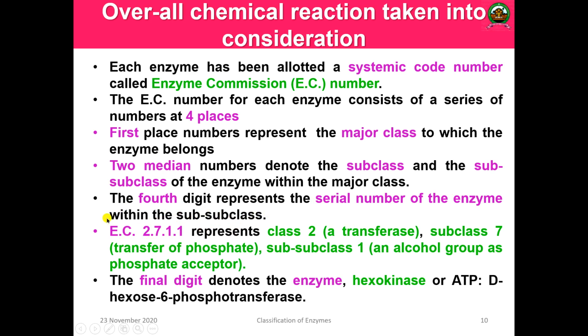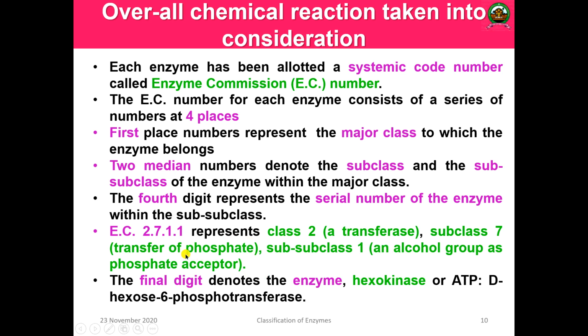Say for example, an enzyme EC 2.7.1.1. Okay, so what is the meaning of this? EC is the enzyme commission number, 2.7.1.1. So that represents class 2, which is the transferases. I told you the first number indicates the major class, that is major class 2, the transferases, because there are 6 classes. In that, the second one is transferases. Under this transferase there is a subclass 7. Those enzymes which transfer a phosphate group come under subclass 7.